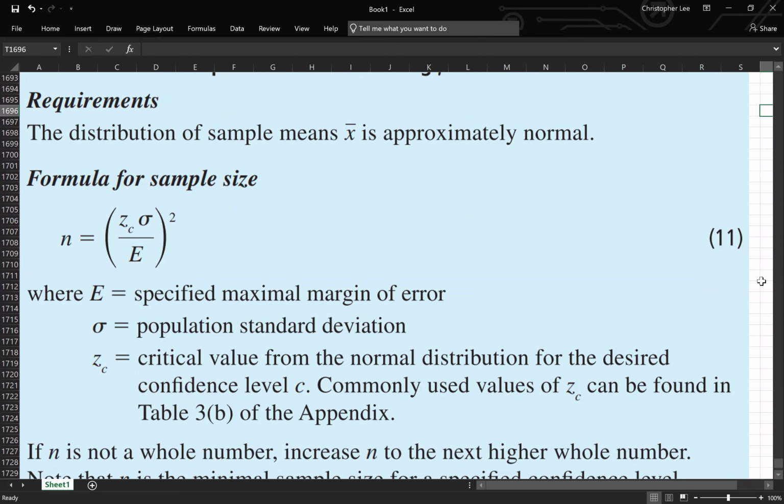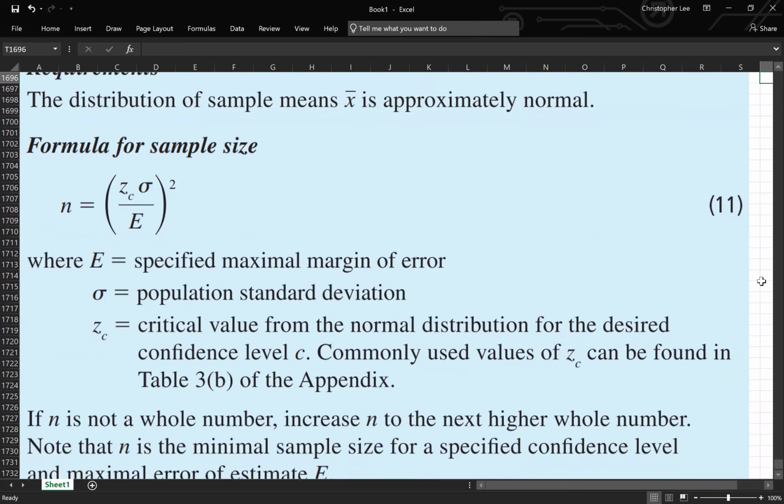Then you're going to square it and boom, you're going to have your answer. So E is our specified maximal margin of error. Sigma is our population standard deviation. Z critical is our critical value from the normal distribution for the desired confidence level. Commonly used values for Z critical can be found on the table.